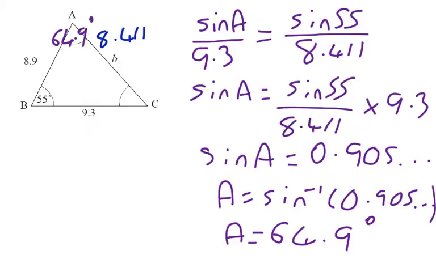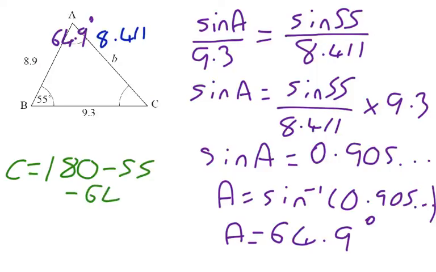And finally, we have to find angle C. We could use the sine rule or the cosine rule, but this time we're going to use the fact that C is the third angle in a triangle, so it's equal to 180 minus 55 minus 64.9, which makes C equal to 60.1 degrees.